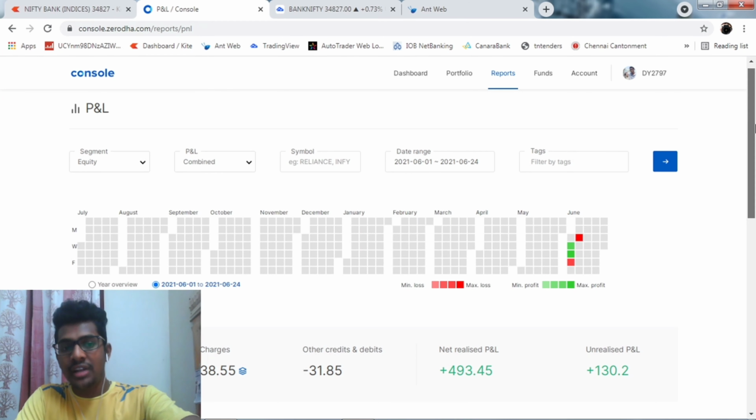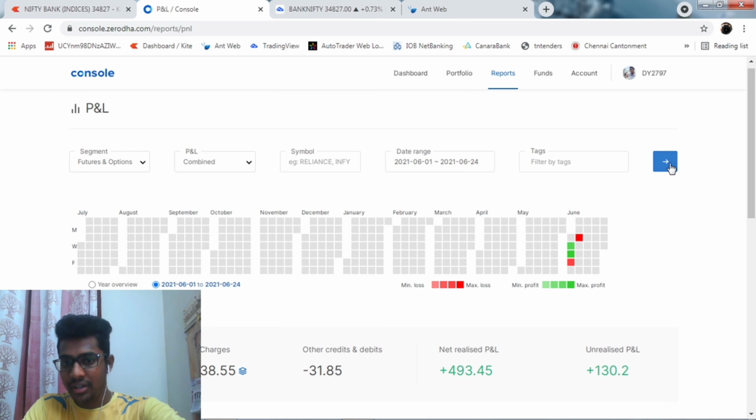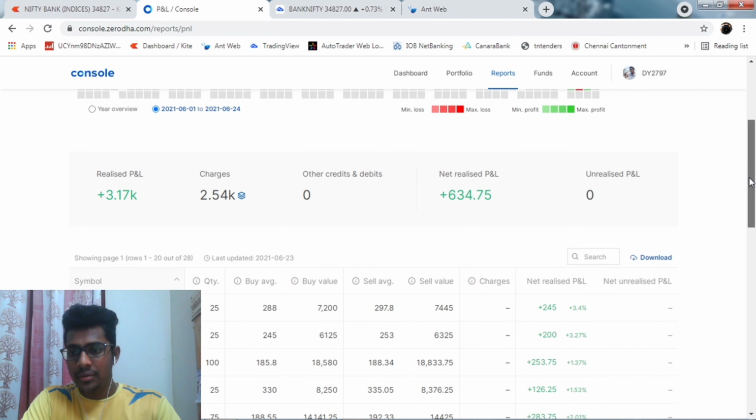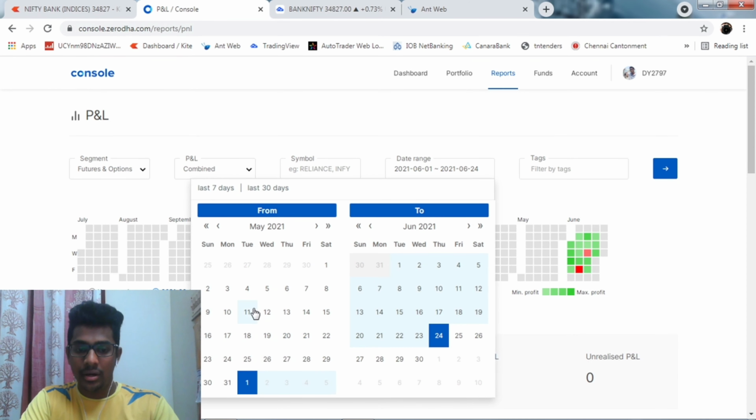So what trades did I do in these Bank Nifty options sectors? I'll take it from May. If you see how much loss I actually made per trade and all from the 20th of May.